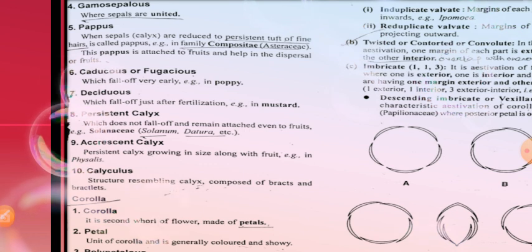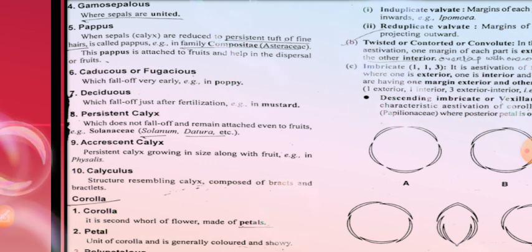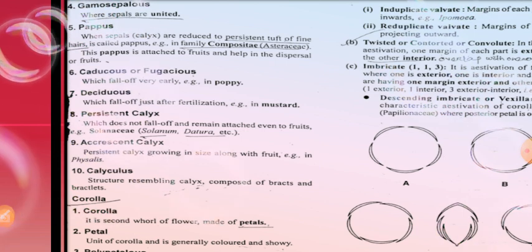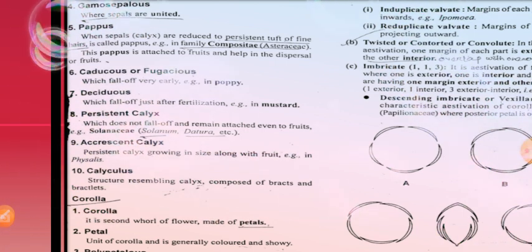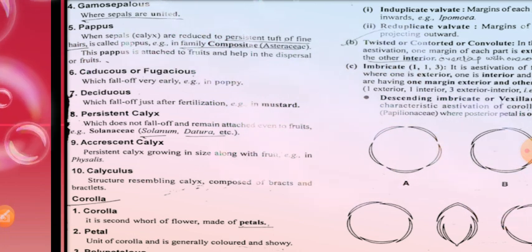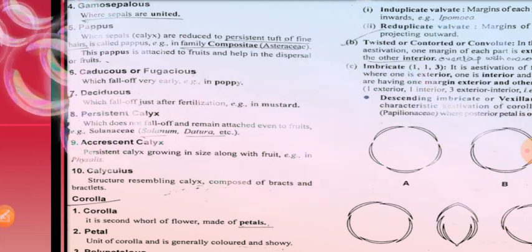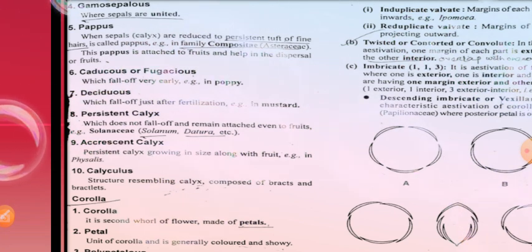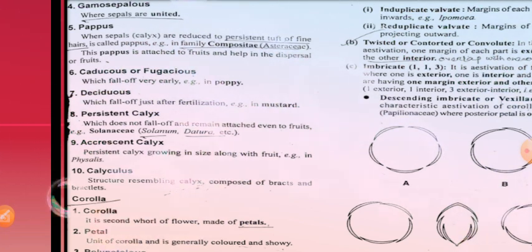Then pappus means, in the composite or Asteraceae family, the sepals are reduced. The calyx is in a reduced form, persistent, attached to the fruit and helps in fruit dispersal. This is known as the pappus.